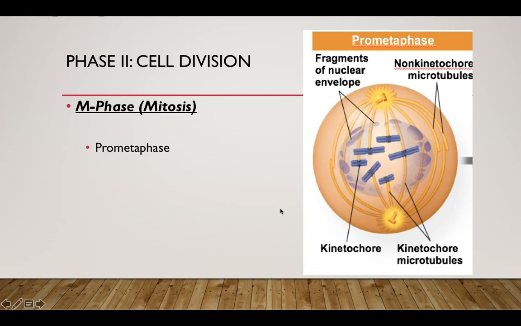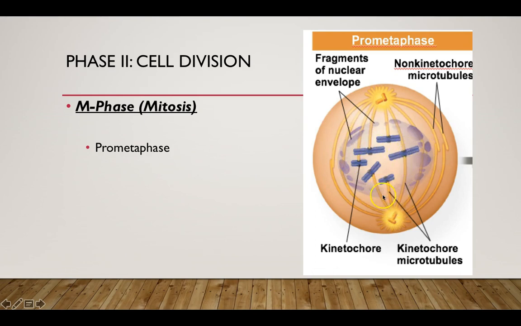The next phase is prometaphase. This is the part that is between prophase and metaphase. Now, during prometaphase, your centrioles will have reached the opposite ends of the cell. The nuclear membrane will be pretty much gone at this point. You'll still have little fragments of it, but it's pretty much disintegrated. As you see, there's really no nucleus left anymore.